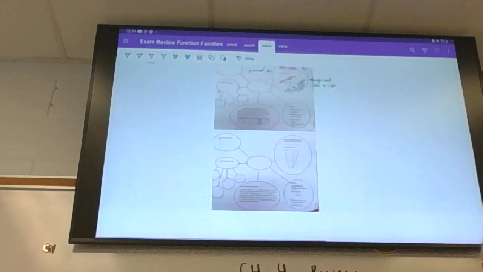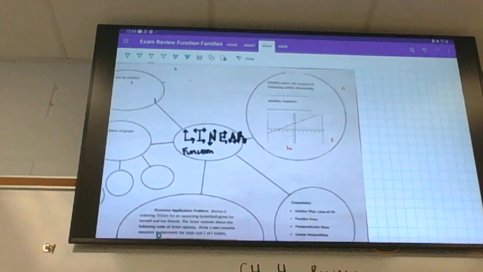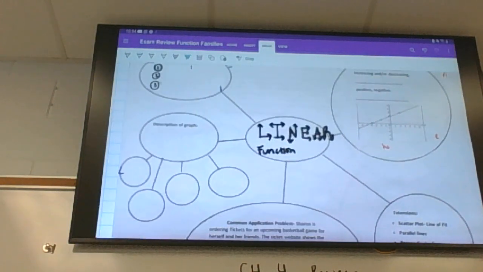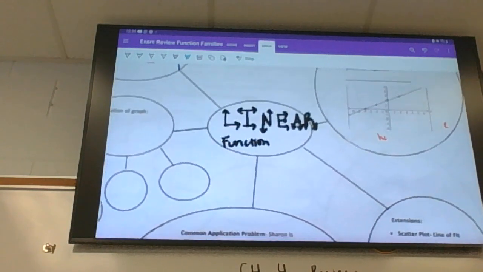Let's get started. The first function family is a linear function. So you guys get real artistic when you write the word linear, make it look like it's made of straight lines.